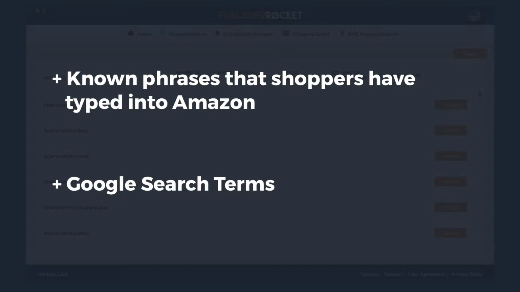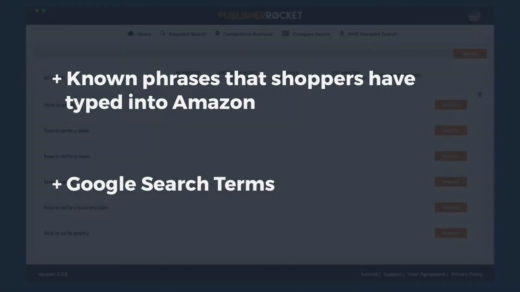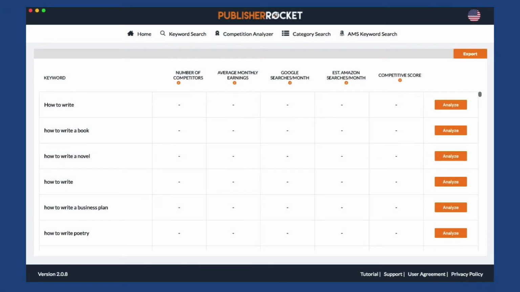And thanks to Publisher Rocket's estimated Amazon searches per month number, you can now know which Google keyword suggestions might be a great addition to your book or a bad one. Now that we have a list of phrases, go ahead and look through that list for any that would pertain to your book idea or to the book in which you are searching for keywords. If you find one, click Analyze to populate the numbers for that keyword phrase.